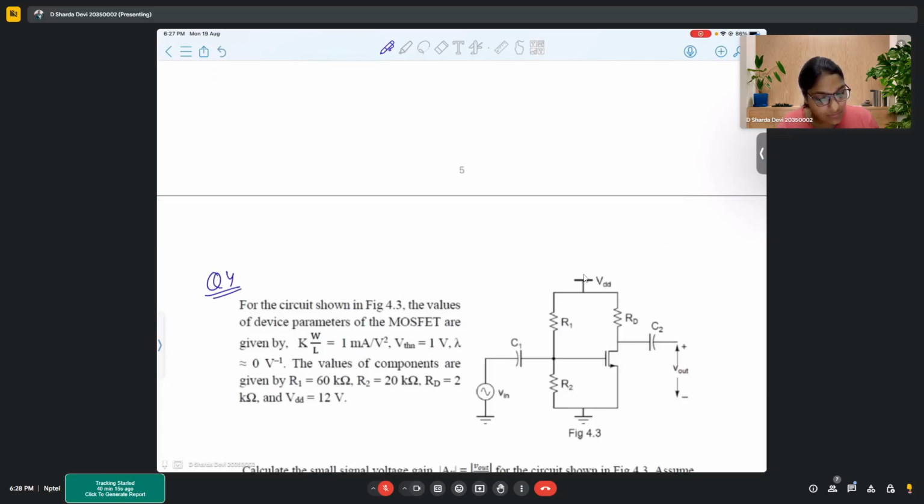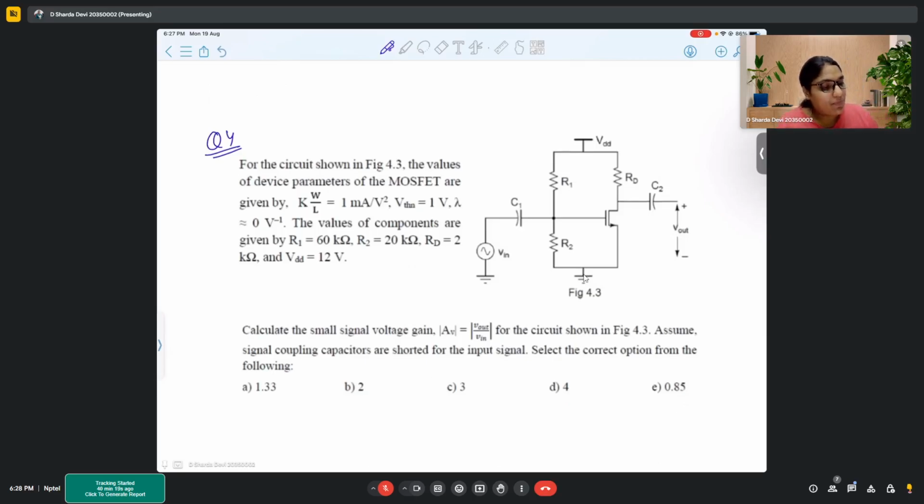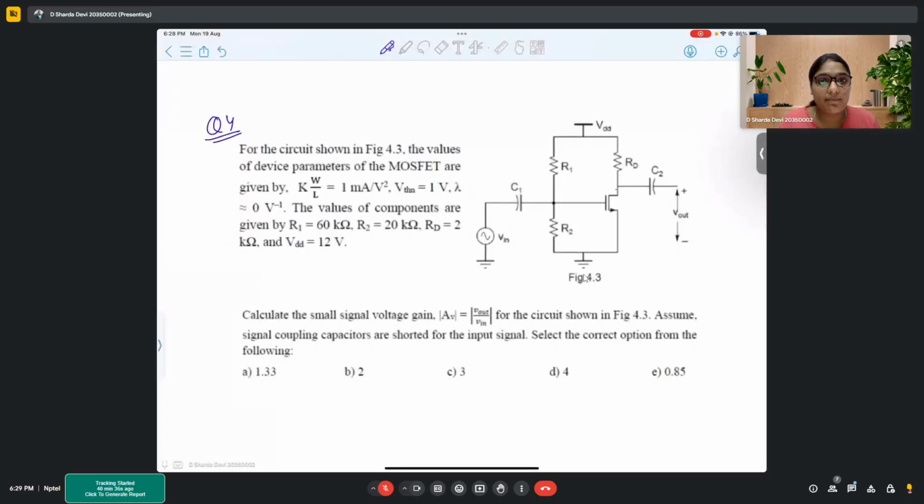So in this problem, now what type of MOSFET is this? And what is the amplifier configuration here? NMOS and common source. Yes, what type of MOSFET is this? And what is the amplifier configuration here? NMOS.